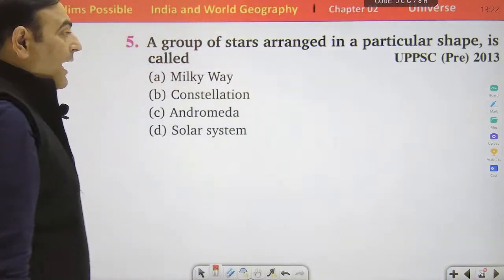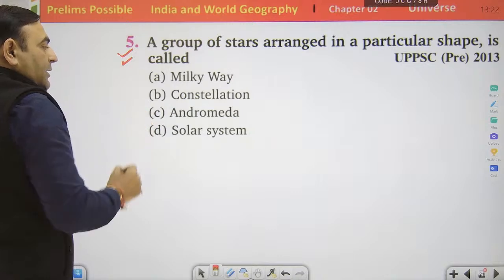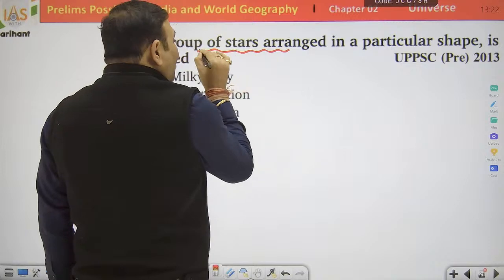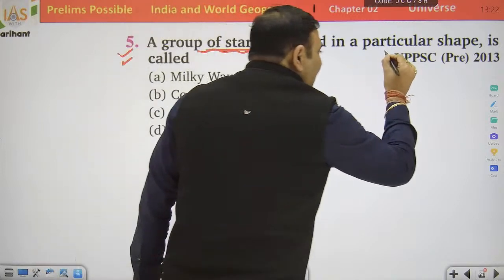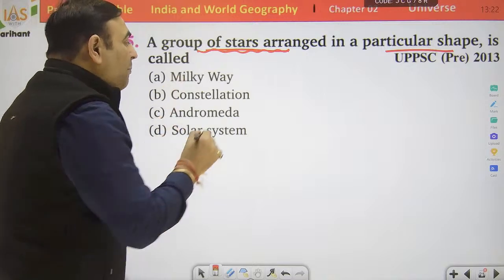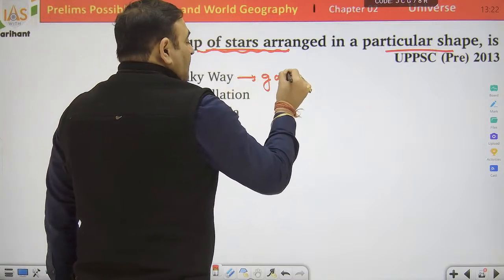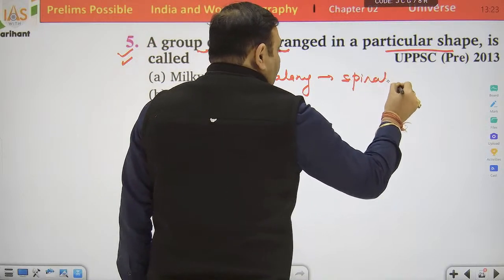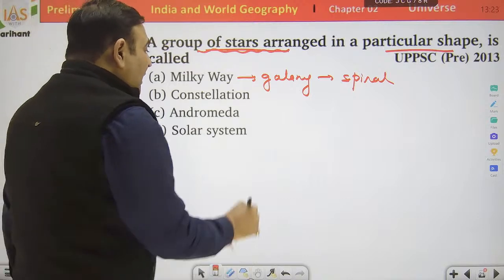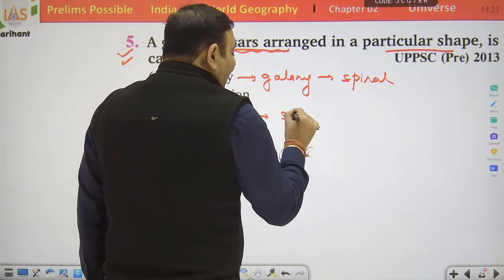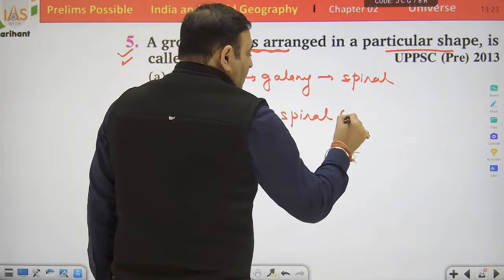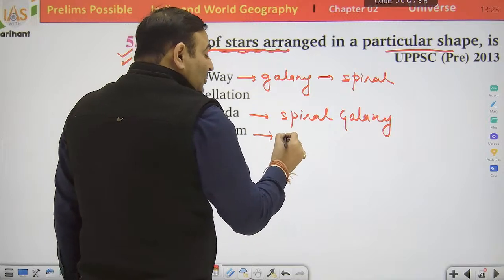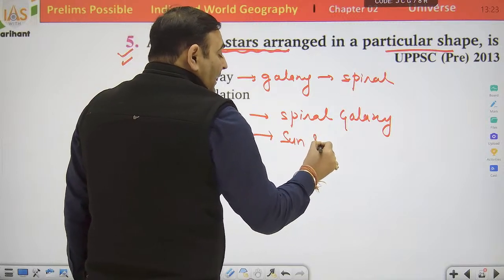A group of stars arranged in a particular shape is called what? Is it the Milky Way? No, the Milky Way is a galaxy, a galaxy of spiral shape. Andromeda is also a spiral galaxy. Solar system is a group of the sun and its planets.